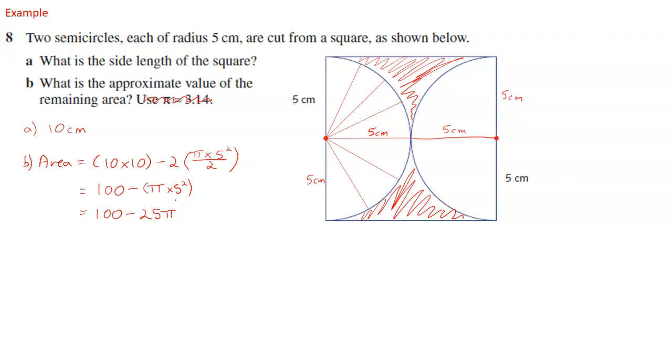And I cannot simplify that any further unless I wanted to put it into my calculator, which I could do. I would type 100 minus 25 times pi, pressing the pi button. And so let's round to one decimal place. That would give me 21.5. My lengths are given in centimetres, so my area is centimetres squared. So this is the exact value of the area. It says the approximate value, so I'm going for this one that I've rounded to one decimal place.